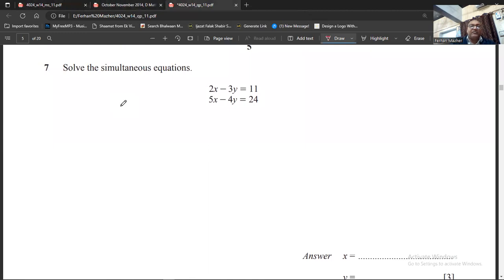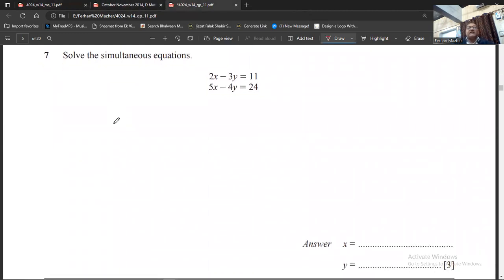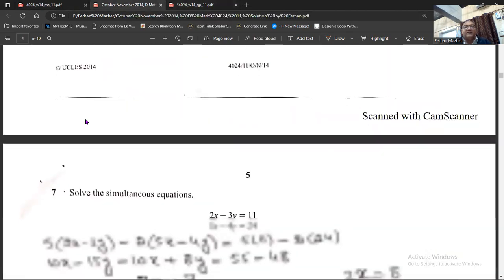Question number 7, a 3 marks question. He says solve these simultaneous equations. We have 2x minus 3y equals 11, and 5x minus 4y equals 24. So the coefficient of x is different in both of them. You can make the x same, or you can make the y same. How can you make the x same? Multiply the first equation with 5, for example, and the second equation with 2. And then you can subtract them. The x will be eliminated.